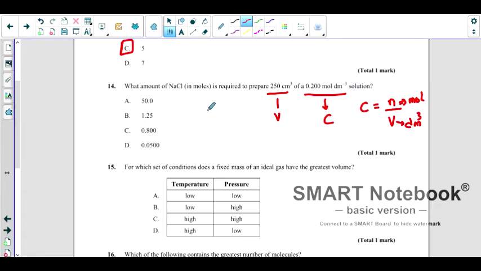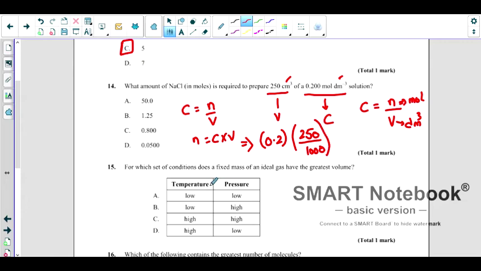Like we want to create a solution. How much do we need for 250 cm³? The concentration is given. So that's the formula, C equals n over V. n is equal to C times V. Just be careful with the units. Units should be the same. This is cm³ and this is dm³. To convert cm³ to dm³, we divide by 1000. So we have concentration 0.2, and the volume will be 250 divided by 1000. So the answer, the number of moles, will be around 0.05. So our correct answer is D.